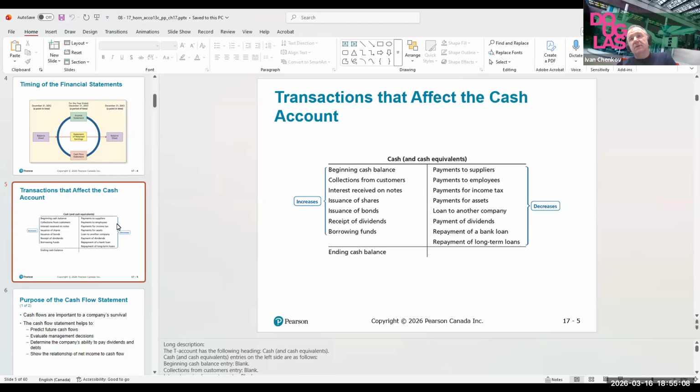We can pay suppliers on accounts payable, or we can pay the employees, or we can pay income taxes, or we can pay for assets, or we can give a loan to another company, or we can decide to pay a dividend to the shareholders. Or if we already borrowed money, we may decide to repay the loan back to the bank. If we borrowed money through the issuance of bonds, now we can repay those long-term loans, including the bonds. At the end of the period, we're going to see how much cash there was in the beginning, how much increased during the period, how much decreased during the period, and what's the ending balance.